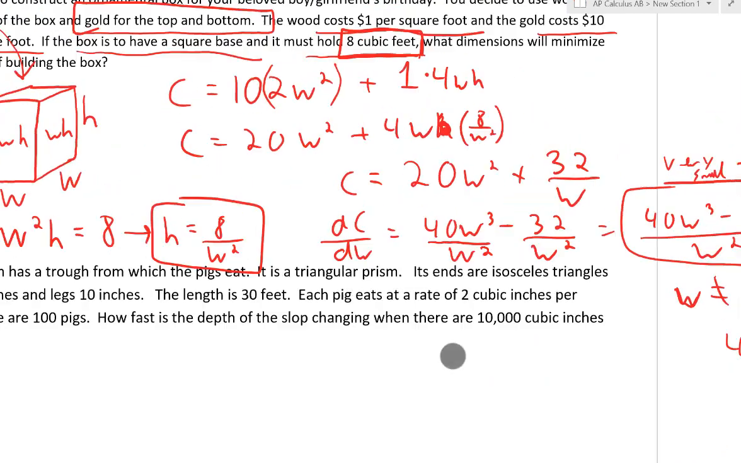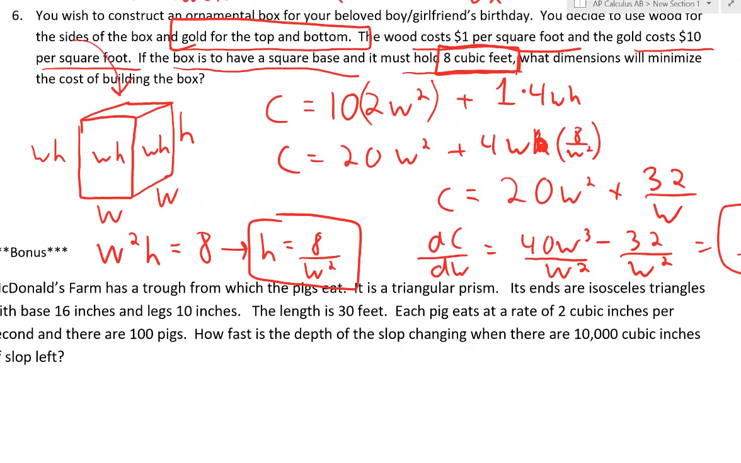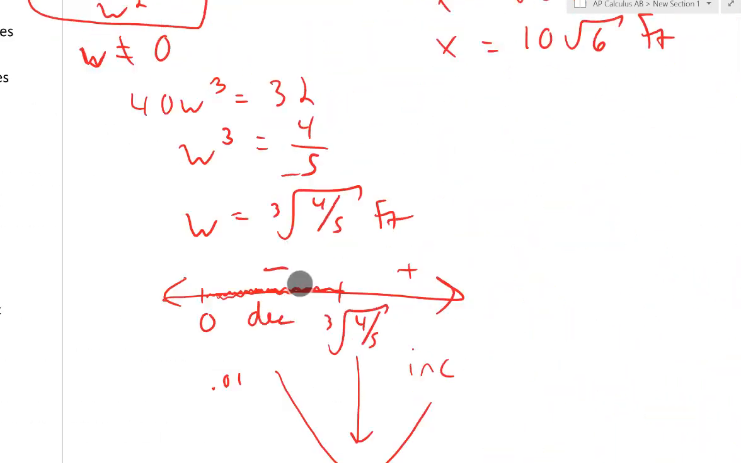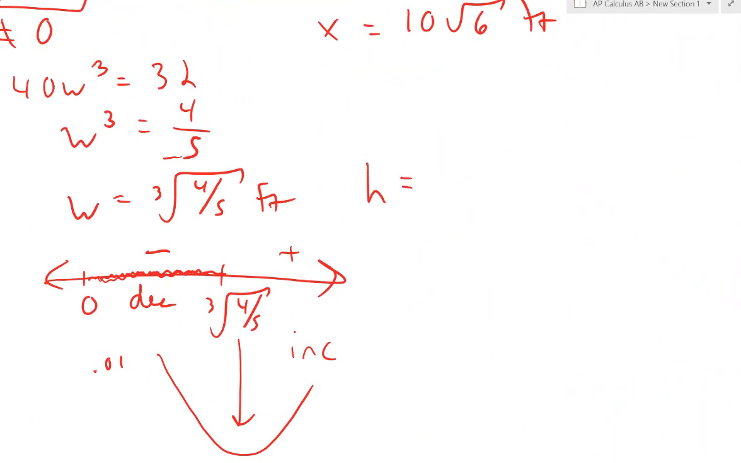And I think it asks for the dimensions, right? What dimensions will minimize it? So since we know W, H is just this, so I'm just going to drop it right in there. It's 8 over W squared. So H has to be 8 divided by, it's a cubed root and we're squaring it, so it's really 4/5 to the 2/3 feet, like that.